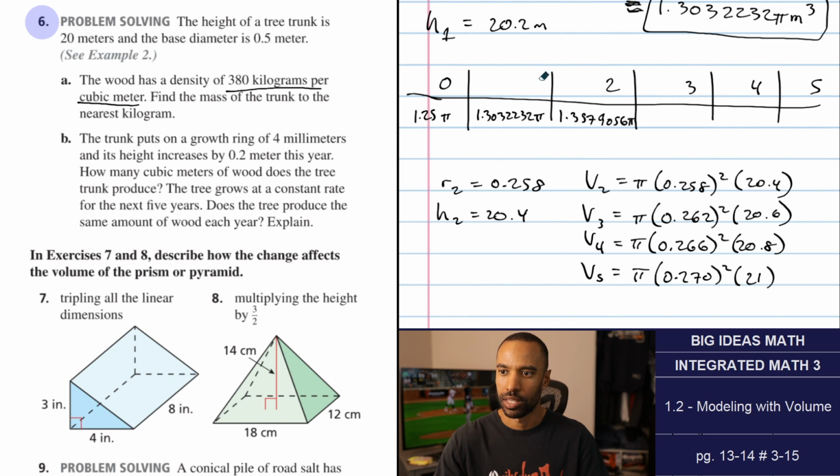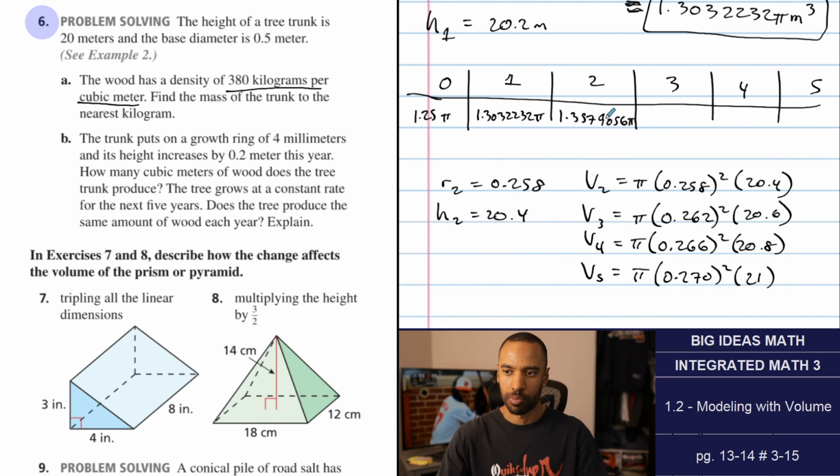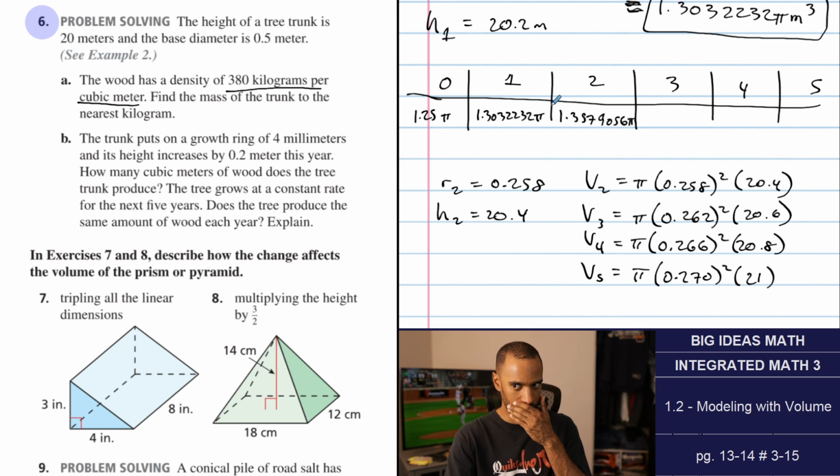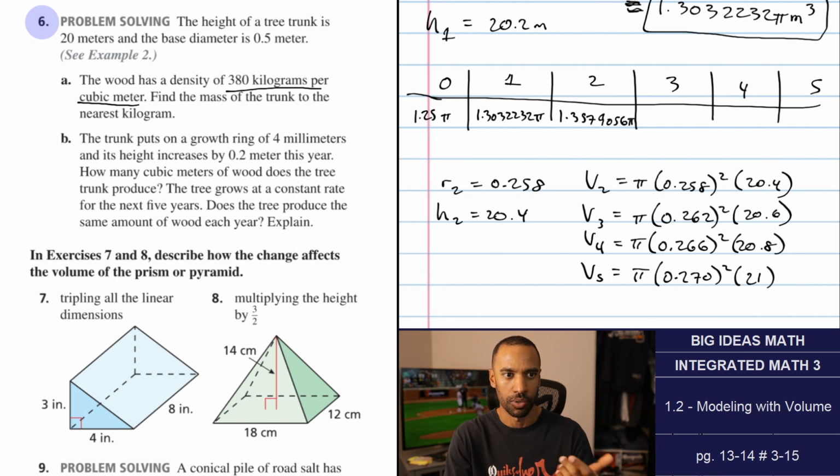Let me straighten these out. 1, 2, 3, 4, 5. So this is number of years. As these years pass by, this is what we have. I know it's got interesting rounding here, but I think it's important for when I do subtraction to show you how they compare.